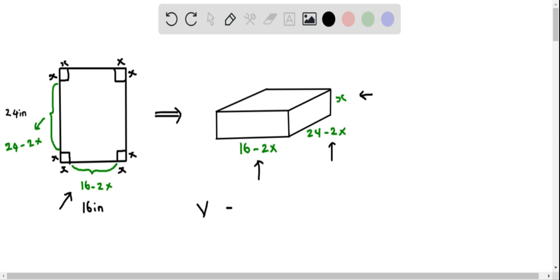So we write volume equals length times width times the height of the box. We put the expression for length, which is 16 minus 2x, times the width of the box, which is 24 minus 2x, times the height of the box, which is x.